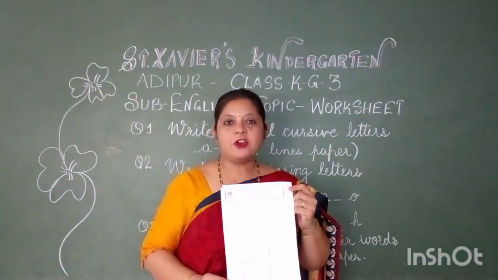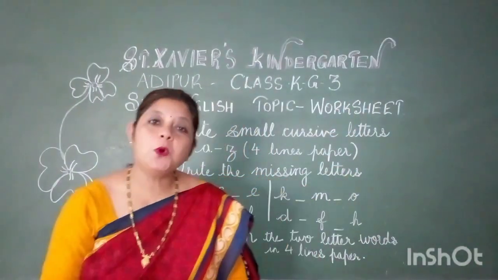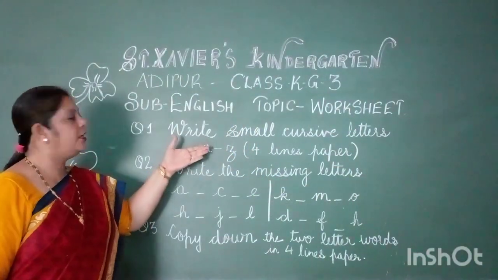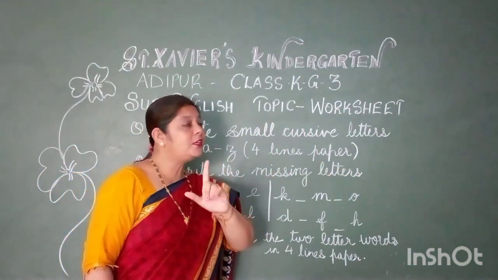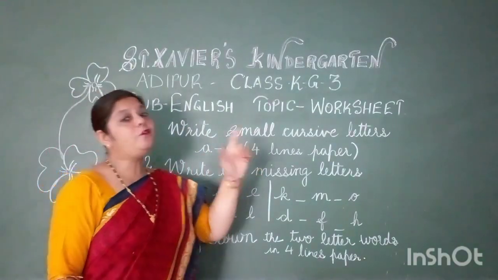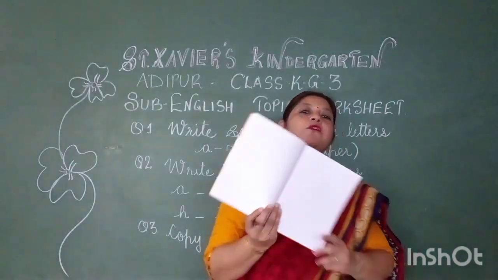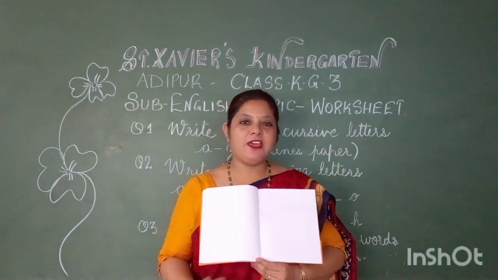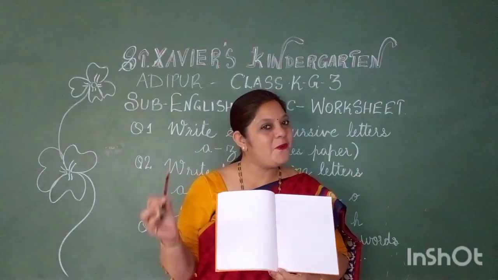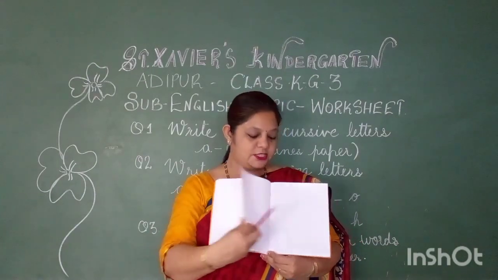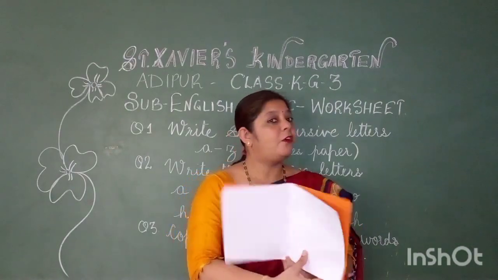This is your worksheet. All of you note. Yes, you all can have a look. Okay. So, what is the first question in your worksheet? Write small cursive letters A to Z in 4 lines paper. So, how you have to do it is, you have to take your 4 lines notebook. Yes, you all have it with you. In this page, you have to write small cursive A to Z. Yes, you have this page with you, so you can write in this paper. Okay, now let's see what's next.